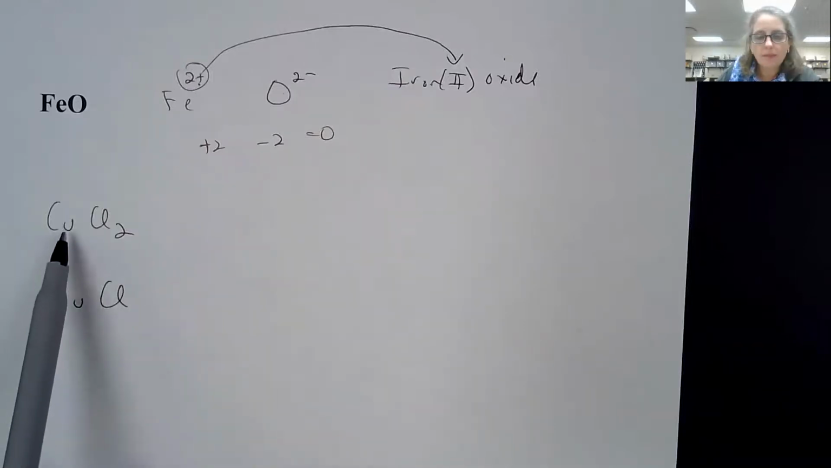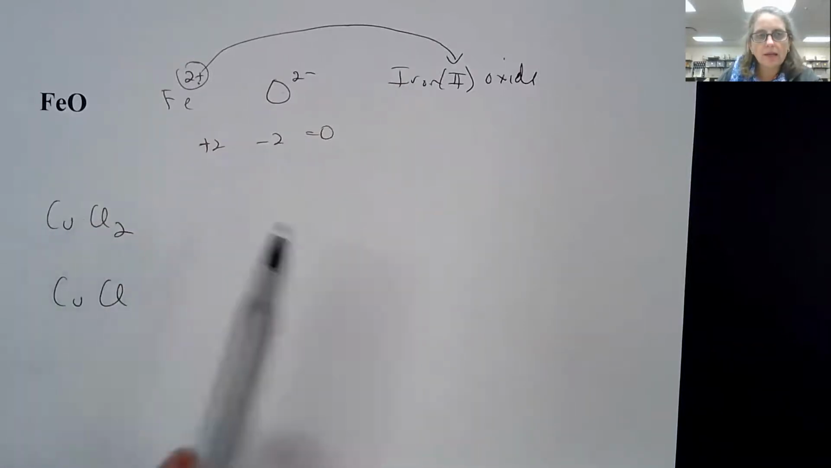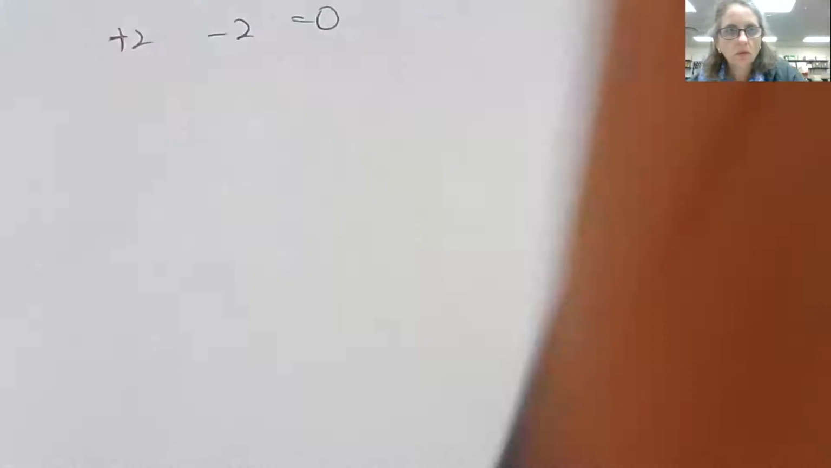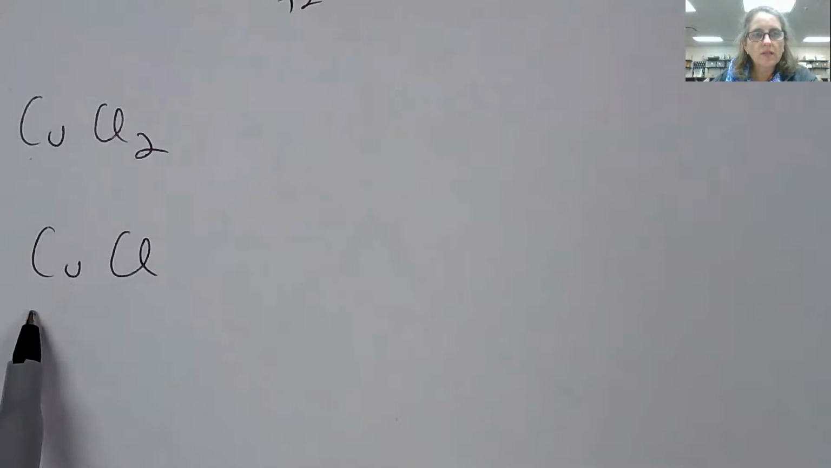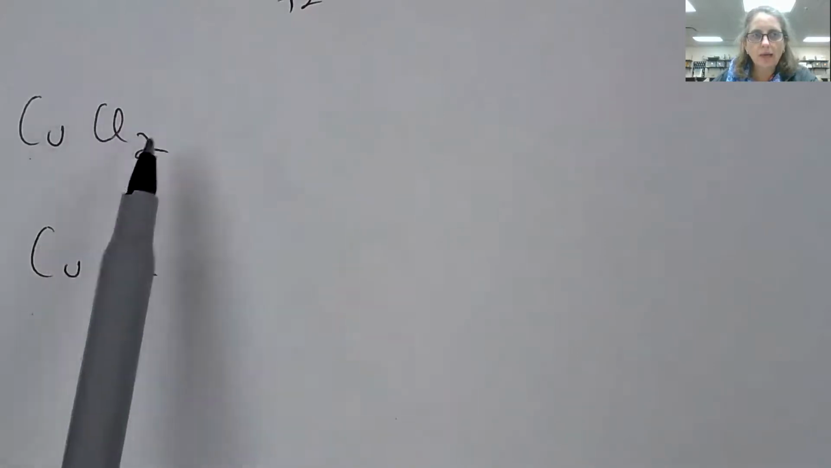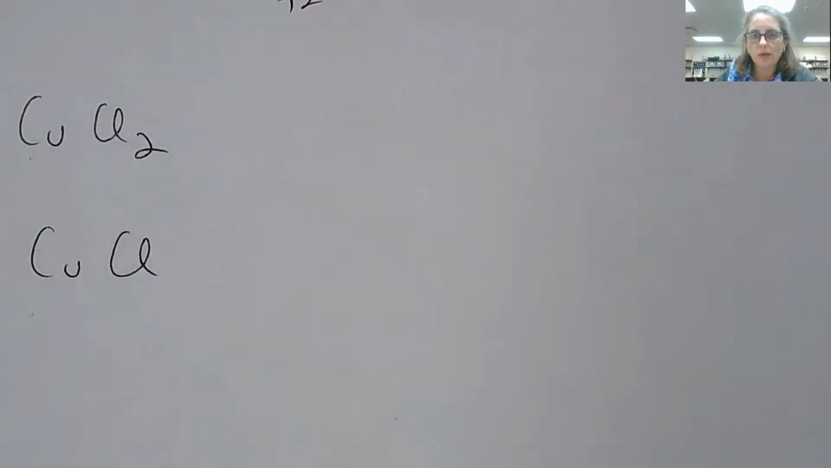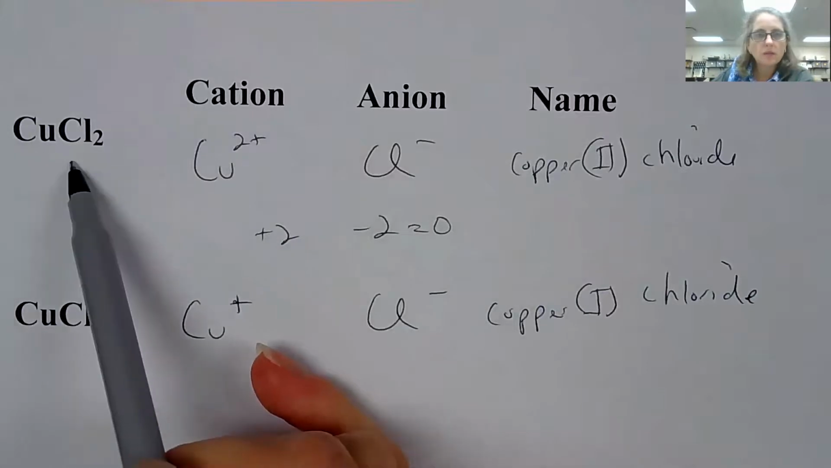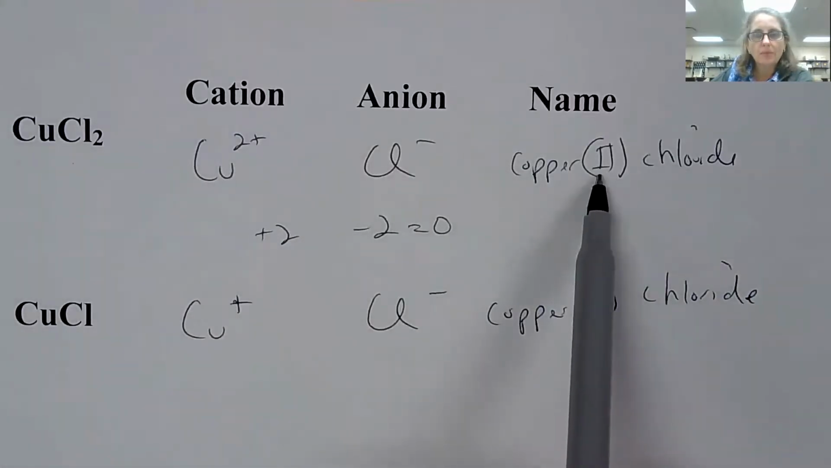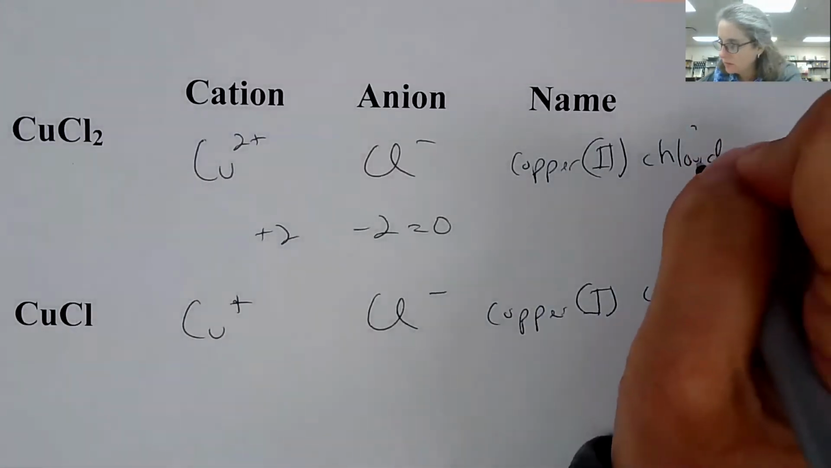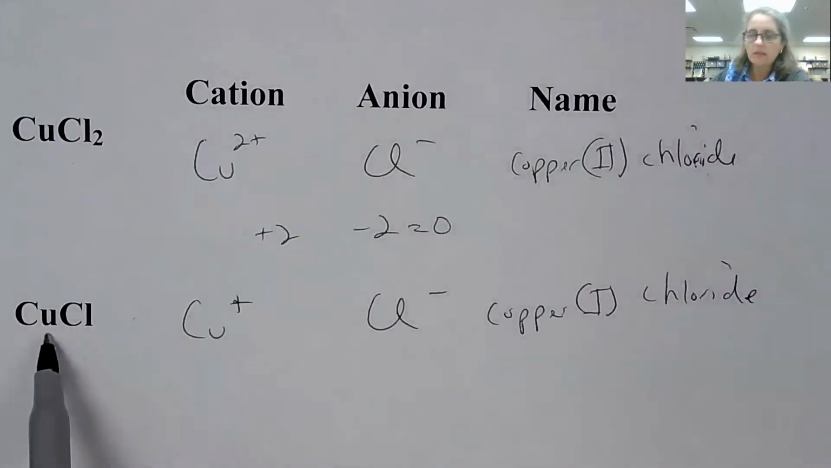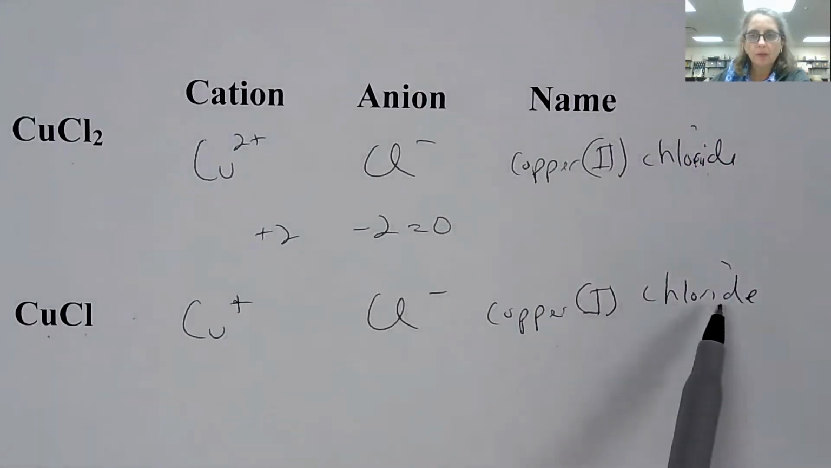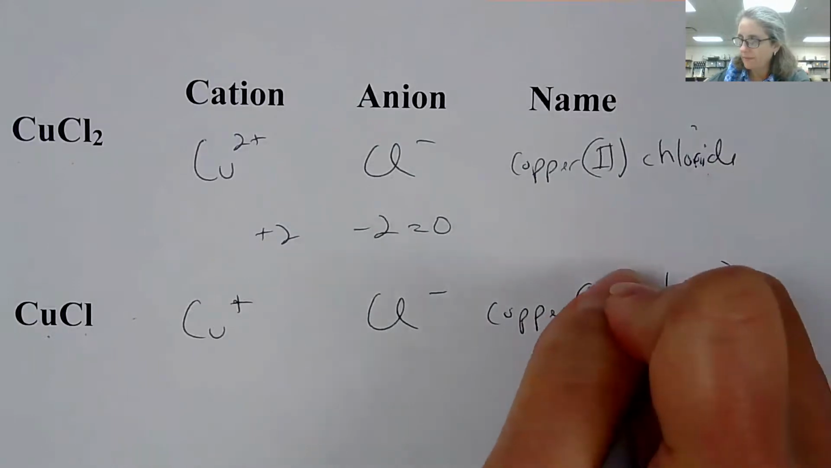See if you can name these two, CuCl2 versus CuCl. How would you name those two compounds? So CuCl2 would be named copper(II) chloride, and CuCl would be called copper(I) chloride.